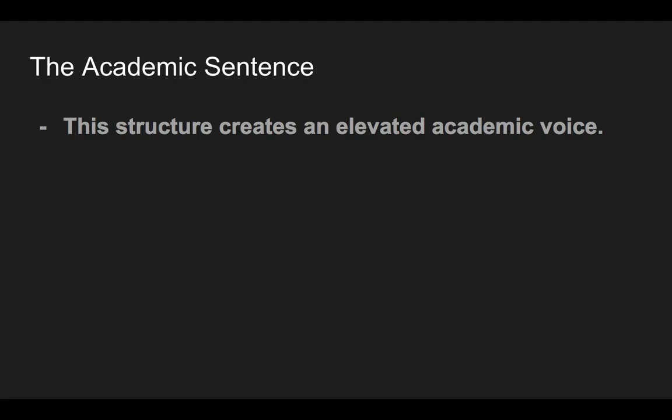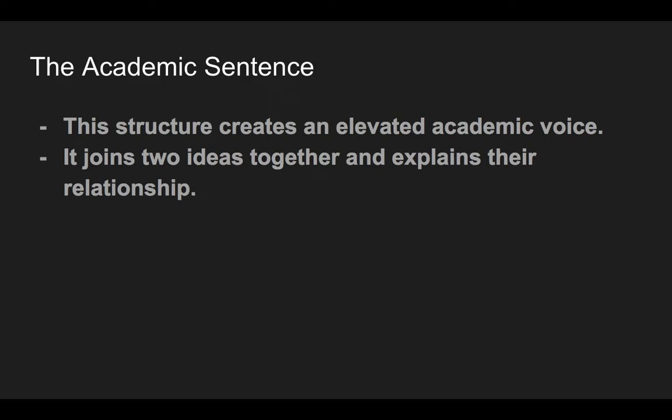So this second new type of sentence that we're working with today is called the academic sentence. This is a great type of sentence to learn because it will bump up your voice into a more academic register, a more academic type of writing, and this is exactly what English teachers and professors want to see. So this structure creates this elevated academic voice that we're talking about. It's usually used to join two ideas together, and at the same time, we want to explain the relationship between those two ideas.